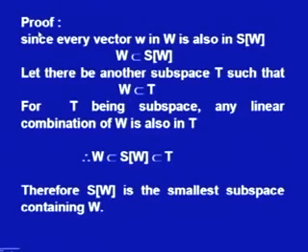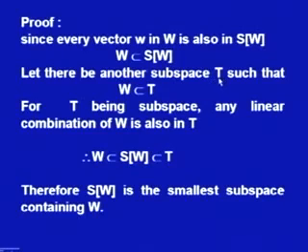Now, to prove this, every vector w in W is also in SW, because SW is the set of linear combinations of vectors of W. So this w in W will also be in SW, and that simply means that W is a subset of SW.